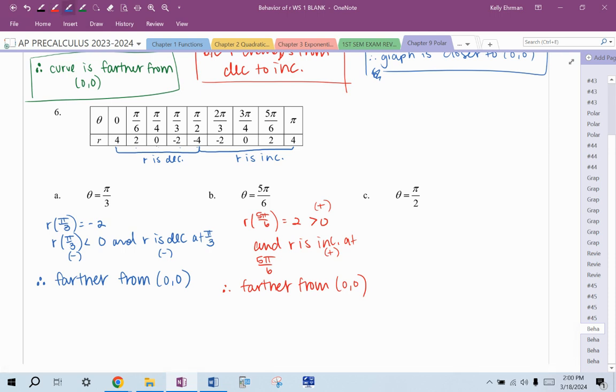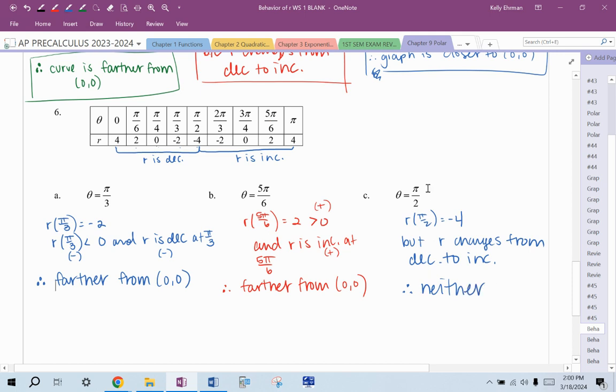Final spot here. r of pi over 2 is equal to negative 4. But negative 4 is where we change from decreasing to increasing. It doesn't fall into one or the other category. So, but r changes from decreasing to increasing. So therefore, neither.